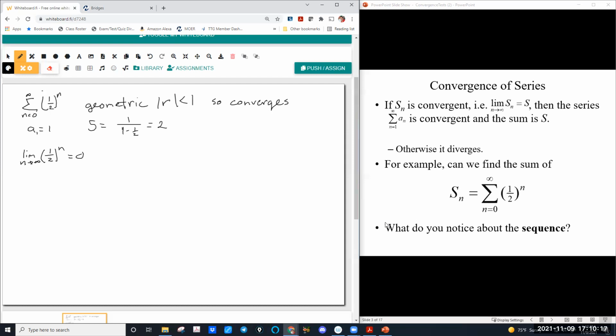What we're going to find is that's a necessary but not sufficient condition for a series to converge. And I just want to be very explicit that I am switching between the terms sequence and series. For the sequence, the general term is 1/2 to the n. The series has the summation and is adding up the terms.